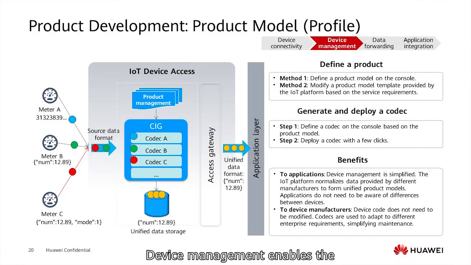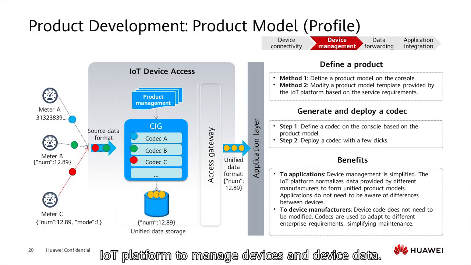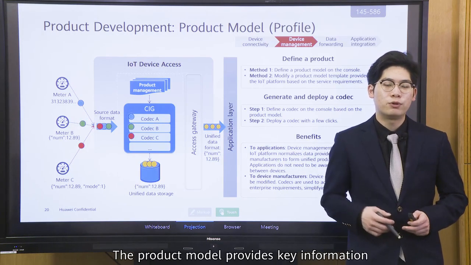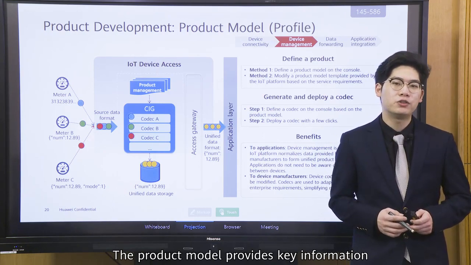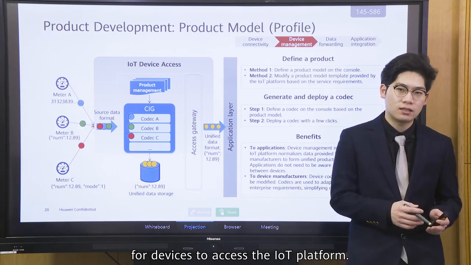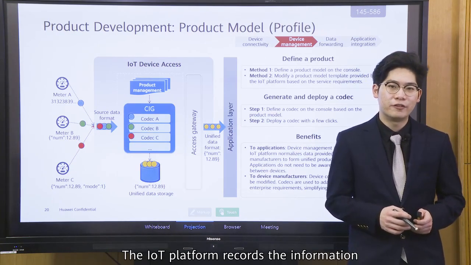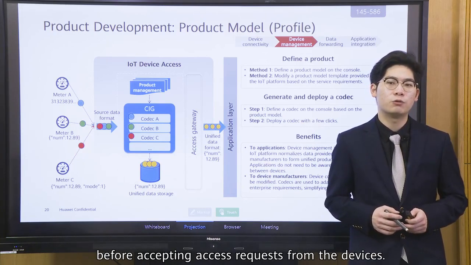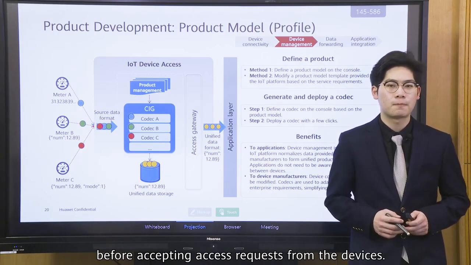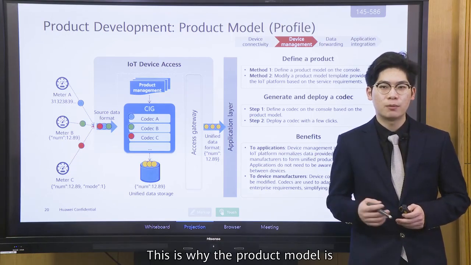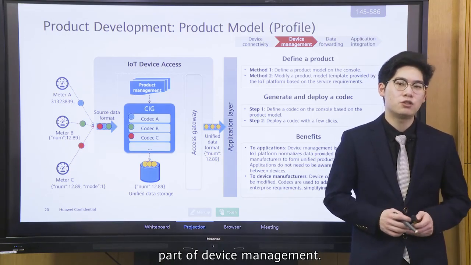Device management enables the IoT platform to manage devices and device data. We will talk first about the product model, which I will explain in detail in the next course. The product model provides key information for devices to access the IoT platform. The IoT platform records the information before accepting access requests from the devices. This is why the product model is part of device management.